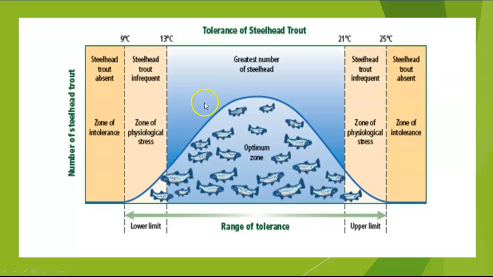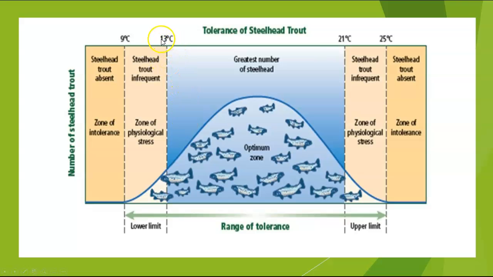All organisms have what we call zones of tolerance. And so I like this image because this shows you steelhead trout. And if you look at this graph, here's the lower limit and here's the upper limit. And here's the optimum zone. And so we're talking about the number of steelhead trout that can tolerate certain temperature degrees. So for certain temperatures, you have 9 degrees Celsius, 13 degrees, 21, and 25. So if we were to ask the question, what is the most optimum zone for steelhead to reproduce and survive, we would say about 17 degrees, in between 13 and 21.